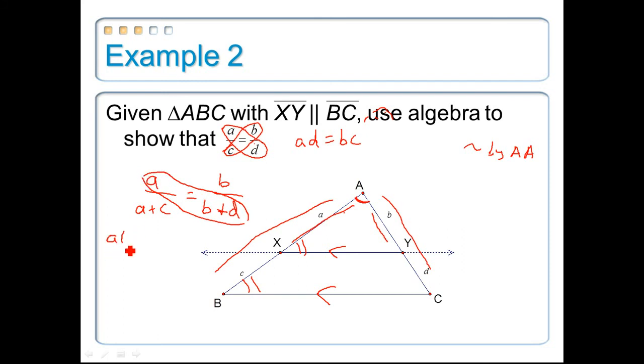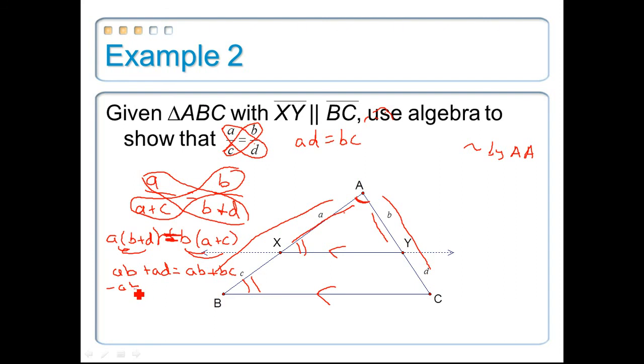I'm going to get A times B plus D equals B times A plus C. And this is supposed to be an equal sign here. Okay? So, distribute: AB plus AD equals AB, I'm just going to write it in reverse order, plus BC. Oh, we've got AB on both sides, so subtract AB.